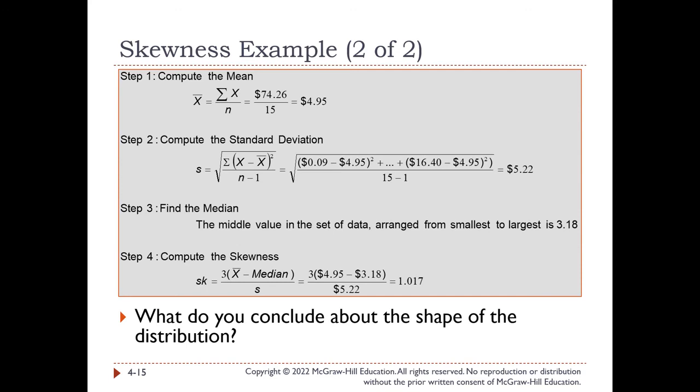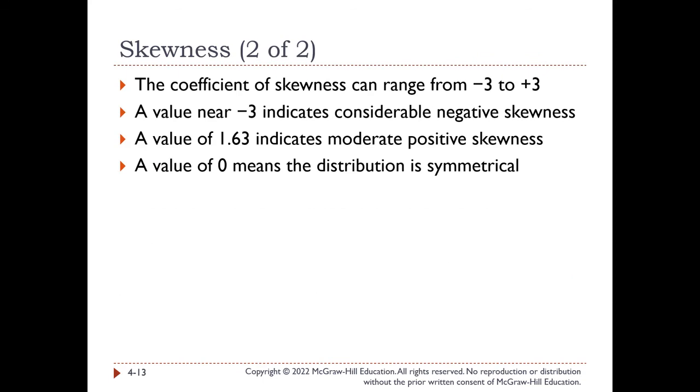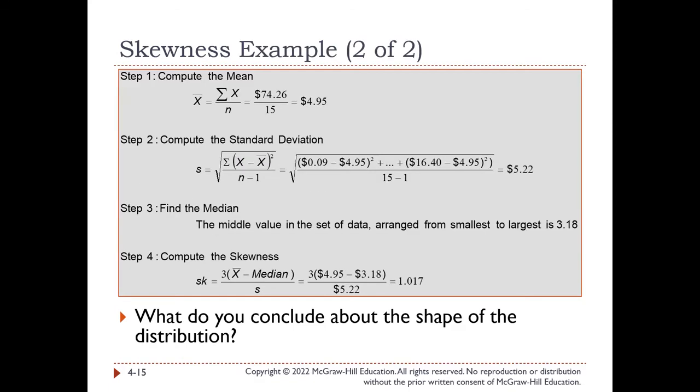Well, again, a value of 1.63 indicates moderate positive skewness. This does show closer to 1.63, which we can say means there's probably a little bit of positive skew going on, because it's as close to 1.63. If it was closer to negative 3, again, we would show negative skewness.